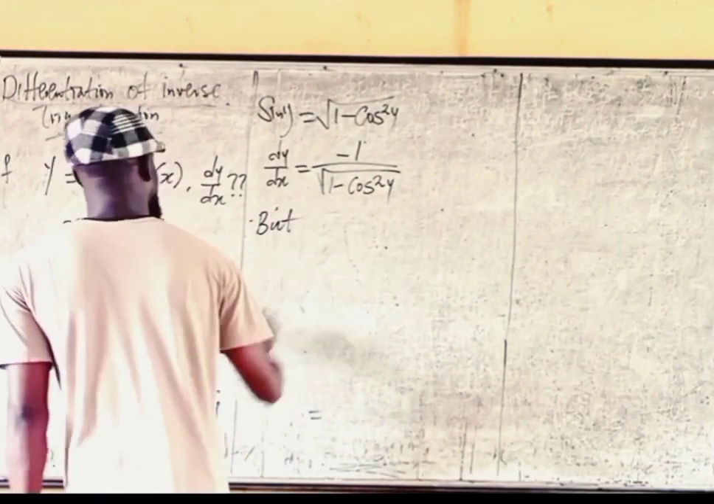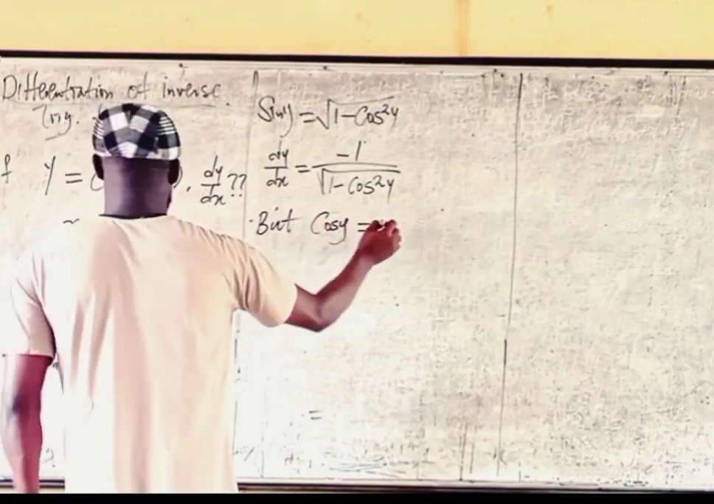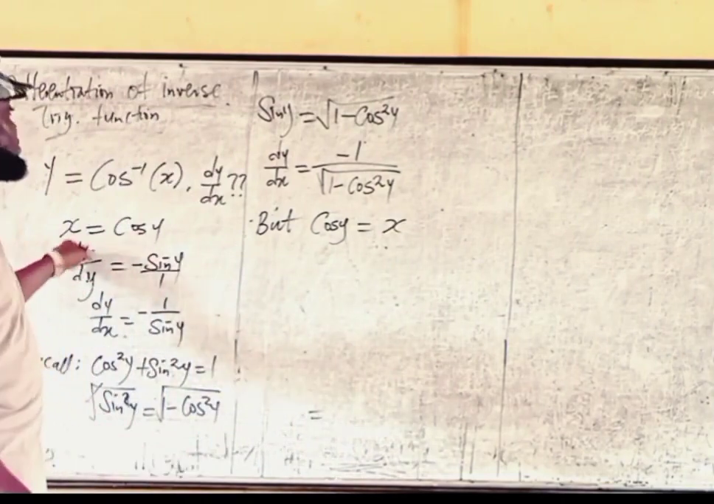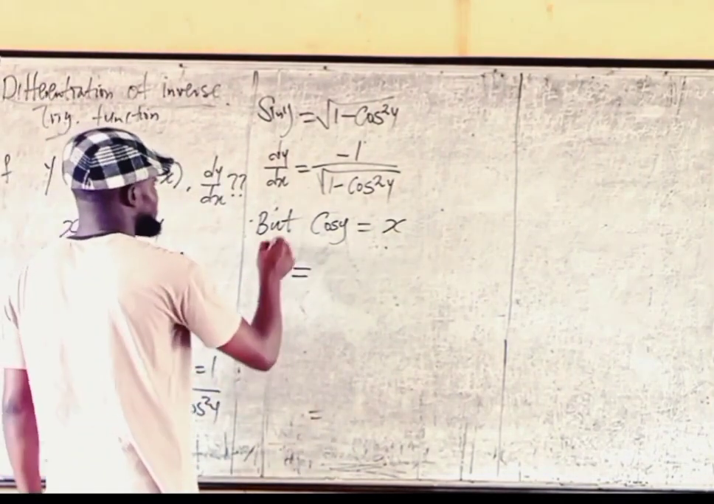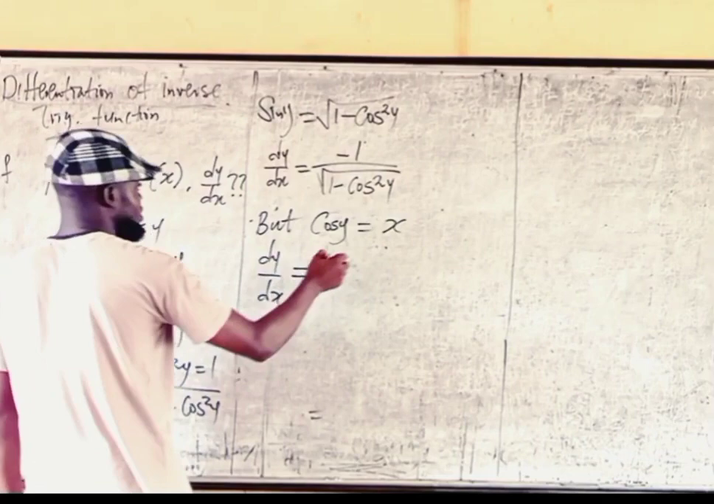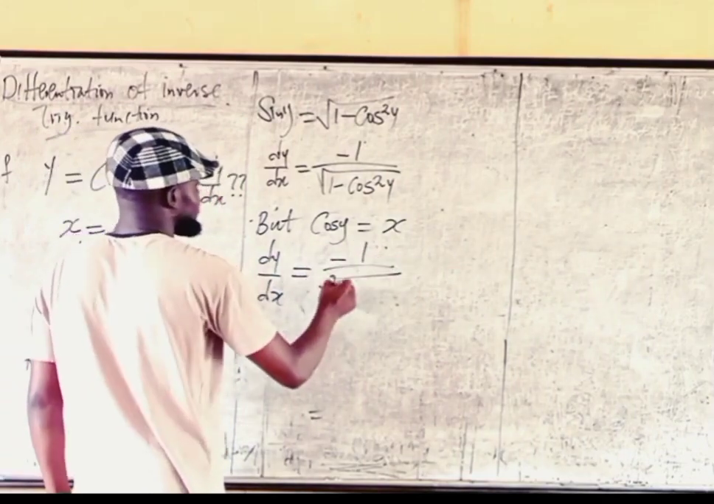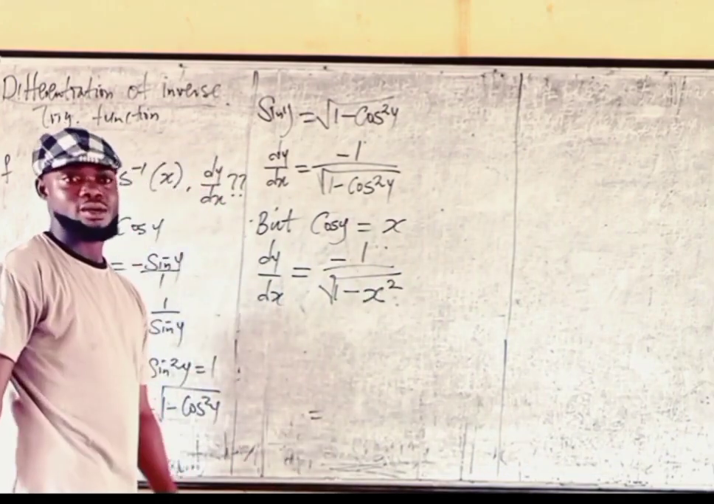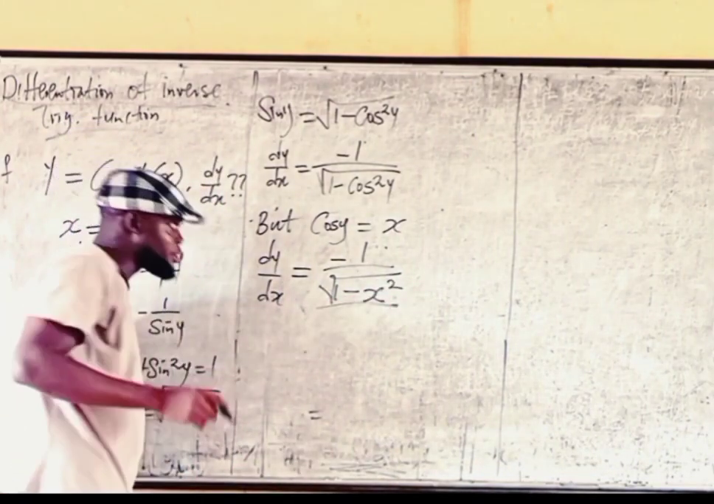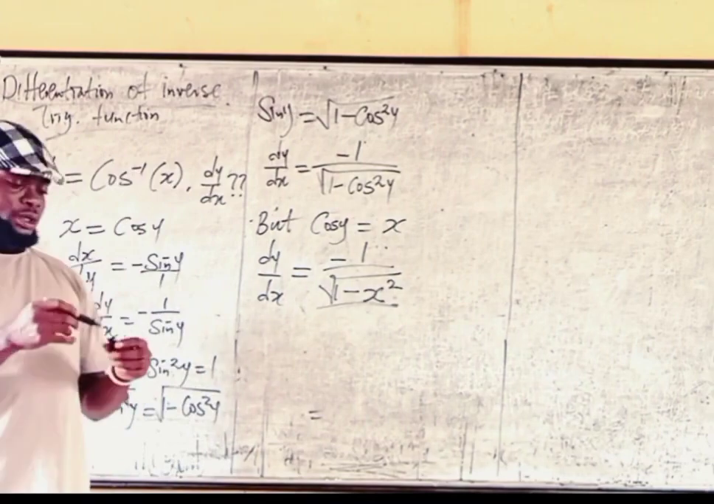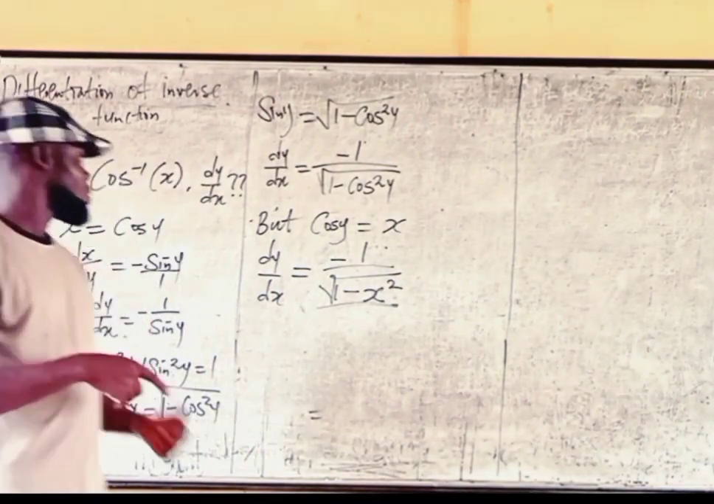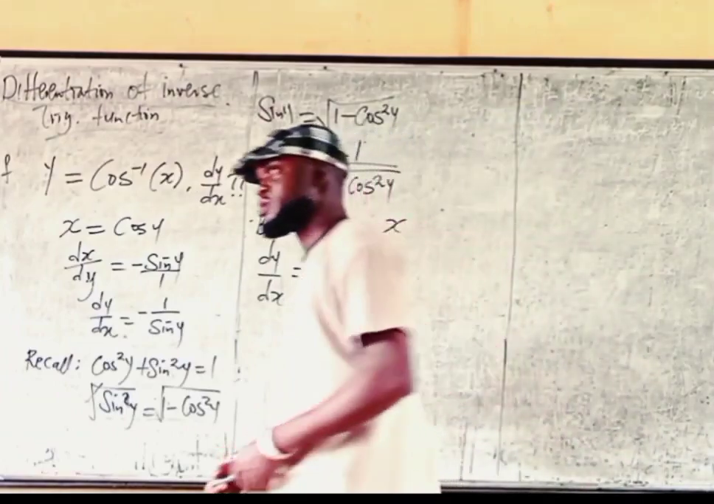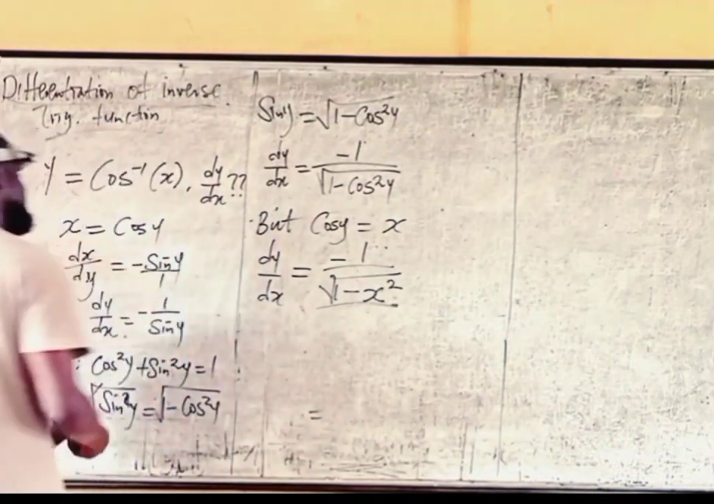But cos y is the same thing as what? Same thing as x. So anywhere you see cos y, you put x, but this cos y is having a square, so that will also take the square. So the answer will be minus 1 over the square root of 1 minus x squared.